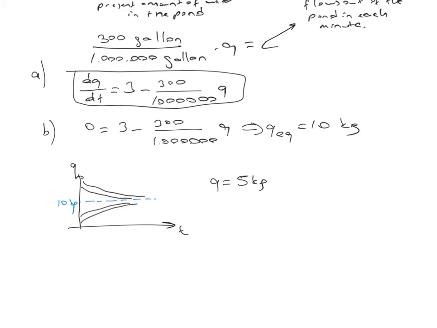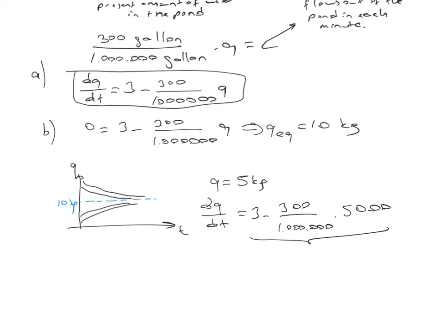And let's put this number into our differential equation. dq over dt is equal to 3 minus 300 over 1 million times 5,000. As it is seen from here, this value is positive. So, dq over dt is positive in this region.